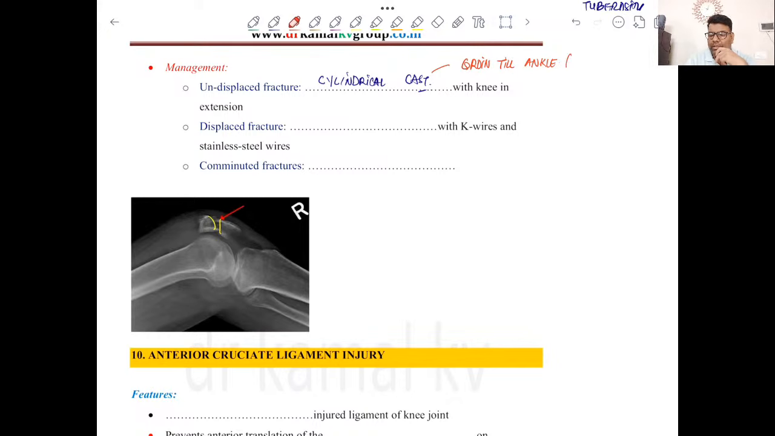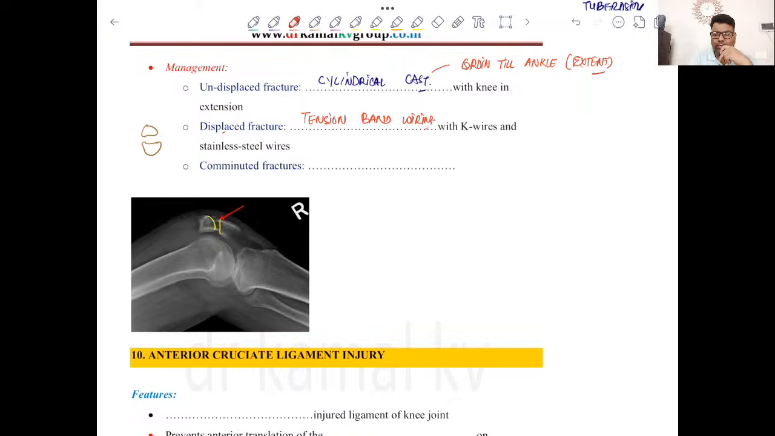Just remember this. This is the extent, right? Sometimes also known as tube cast. Then if the fracture is displaced, it means the bony fragments are something like this, at a distance. Now here we need to do a tension band wiring. So this is a tension band wiring.